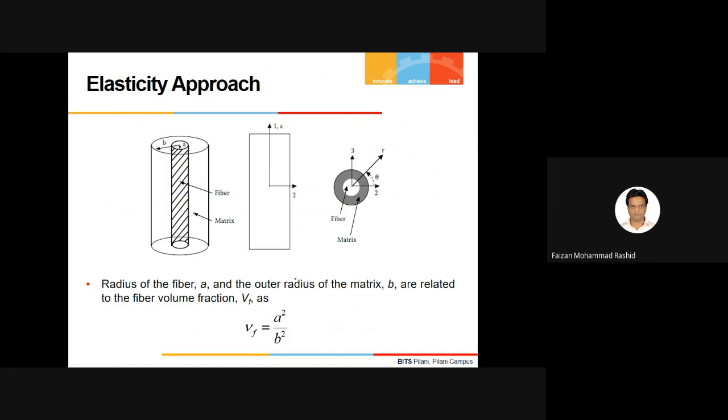Let us see how the representative volume looks. This is how there is a fiber, and it is surrounded by a matrix. Previously our assumption was a fiber in a square matrix, but here the fiber is in a cylindrical matrix. The radius of the fiber is A and the radius of the matrix is B. So if A and B are the radii, the fiber volume fraction I can write as pi A square into H over pi B square into H. So Vf will be equal to A square over B square, the ratio of the squares of the radii.